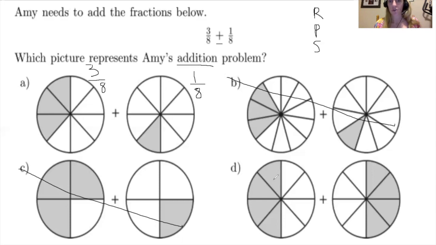The first one shows me 1, 2, 3, 4 eighths. 4 eighths is shaded in. It's a little hard to write with these pens. And the next one shows me, oh, it's just the other half, so it's another 4 eighths. Now we got to go back to Amy's problem. She's looking for 3 eighths and 1 eighth. So that means A would be the correct choice.